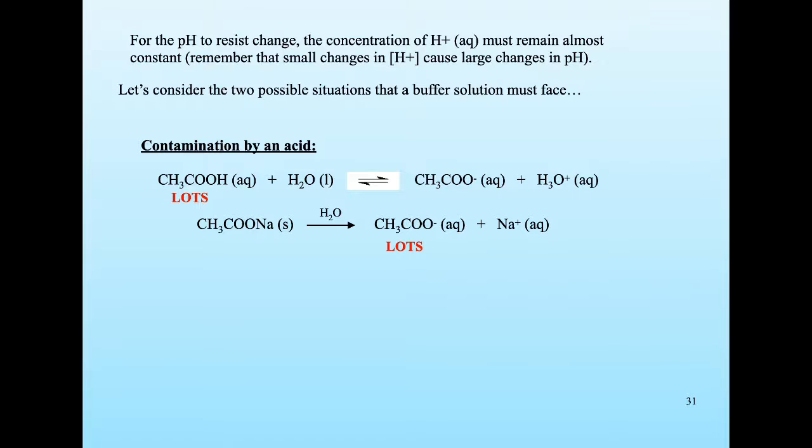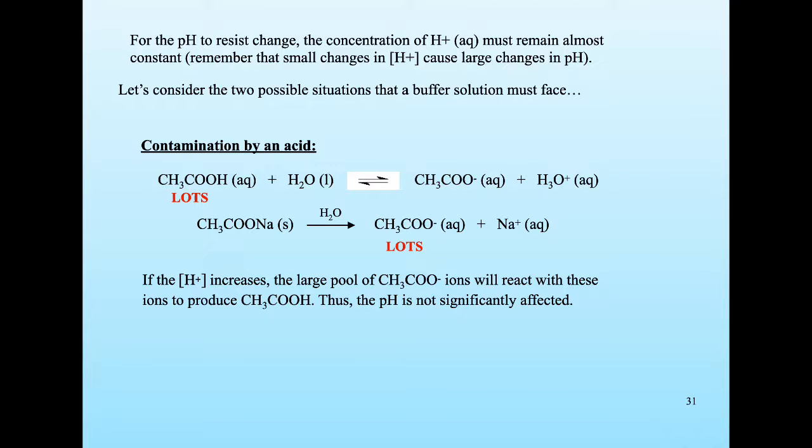So if we add some hydrogen ions to this, accidentally we contaminate it with an acid, then the hydrogen ions will react with the large pool of ethanoate ions and produce ethanoic acid. So the hydrogen ions are used up and the pH is not significantly affected.